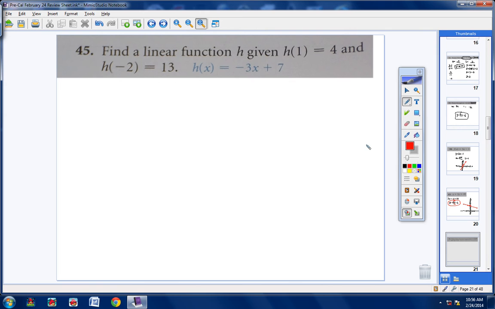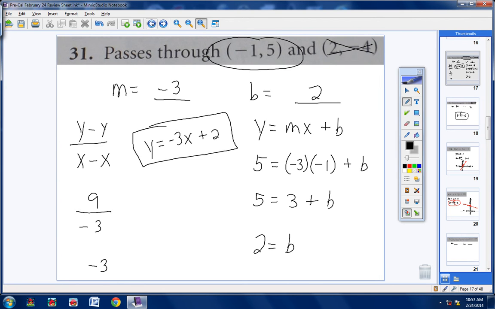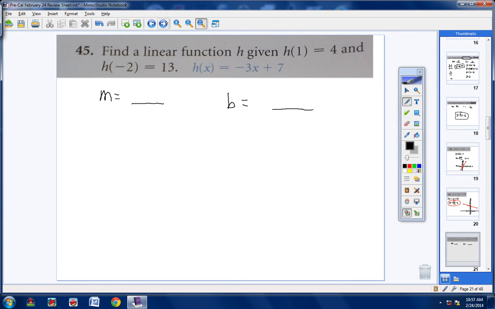Okay, number 45, we're going to write a linear equation again. Write a linear equation. So we need two things. We need m and we need b. Now, these two problems here, 45 and 47, are just like numbers 35 and 31. Okay, they're just written in a different notation. h of 1 equals 4 just means 1 comma 4. It means you put 1 in and got 4 out. And h of -2 equals 13 just means -2 comma 13. So now that I've written this functional notation over into standard ordered pair notation, we're good to go.